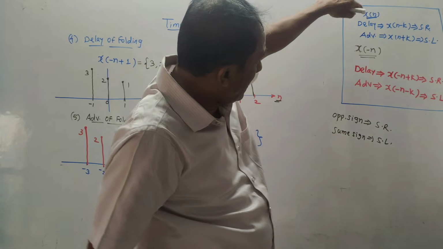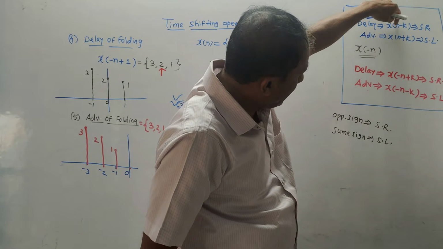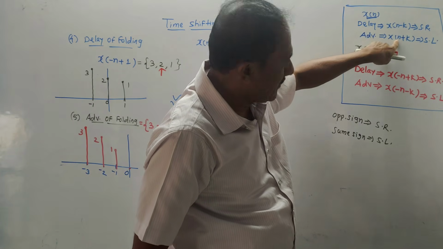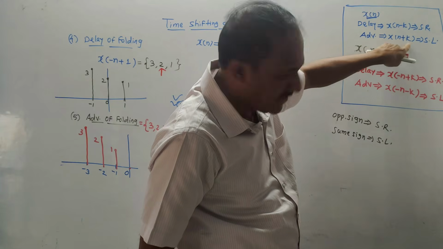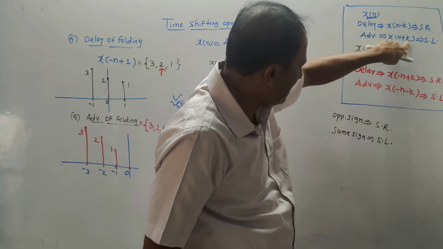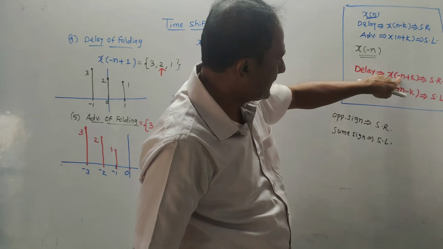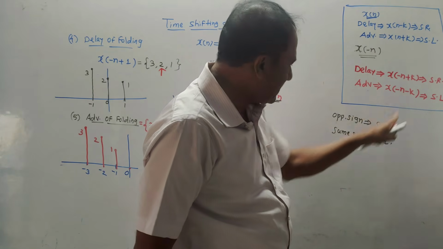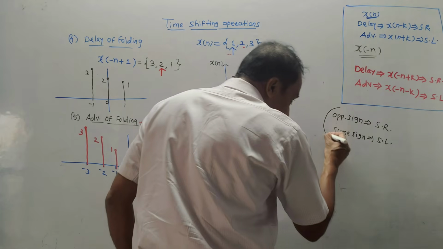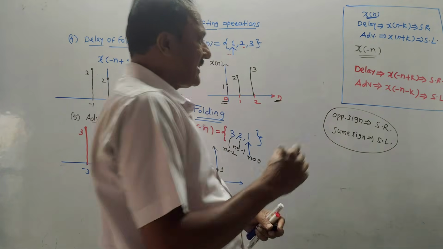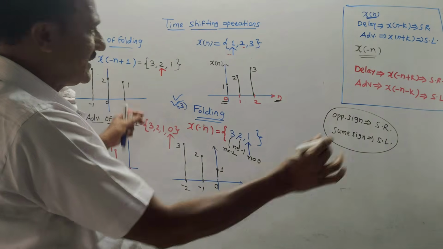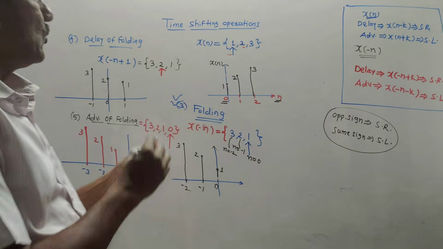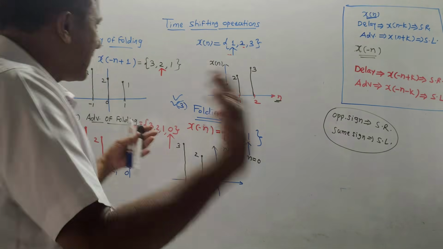Very simple. Look at this first case. Inside the bracket, the sign is plus minus, opposite sign, shift right. The sign is plus n plus k, actually it is n plus k, meaning plus n plus k. Same sign, shift left. Then this is minus plus, opposite sign, shift right. Minus minus, same sign, shift left. So if you simply remember this rule, opposite sign is shift right, same sign is shift left, you can perform any operation related to time shifting. Now let us discuss the remaining operations.